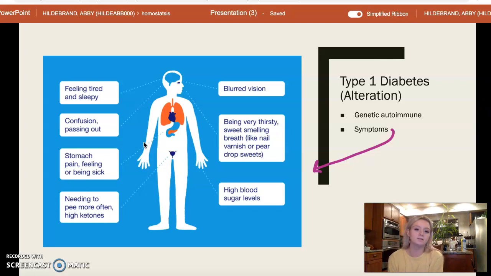Here are some symptoms of type 1 diabetes. There's blurred vision, being very thirsty, sweet-smelling breath, feeling tired and sleepy, and a whole bunch of other ones you can read. What is causing type 1 diabetes? We're not exactly sure, but we do know that it can have genetic properties, and it can also be triggered by an autoimmune disease.